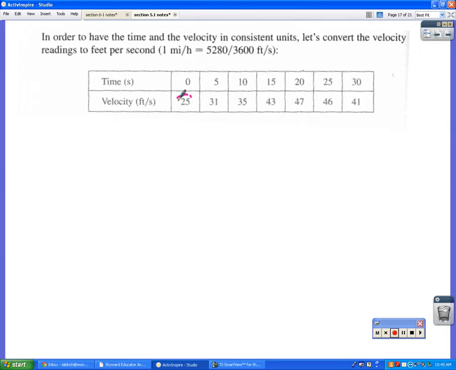So they're saying, let's just keep this as that, ignore the 31 altogether, and in the first 5 seconds, if you're going about 25 feet per second, then that means that you have traveled about 125 feet.